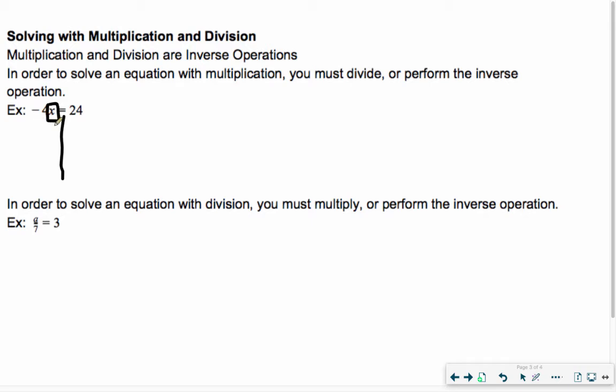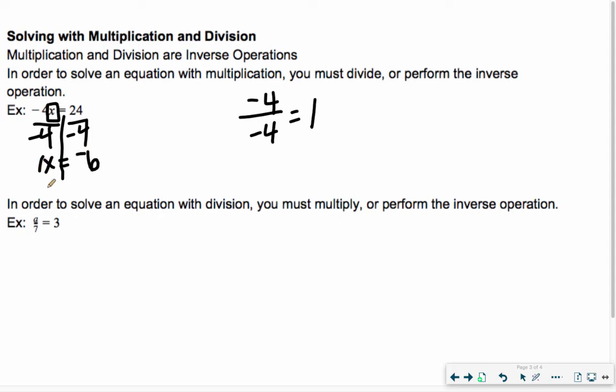So if this is being multiplied, then the inverse of that is division. And I need to divide by exactly what the coefficient is. So what is negative 4 divided by negative 4? It's 1. That's exactly what I want. So previously I wanted to get 0, but now I want a 1 because I don't want my variable to go away. If I get 0, then I don't have any x's at all left, but I need the x there. So negative 4 over negative 4 is 1, so I have 1x equals negative 6.